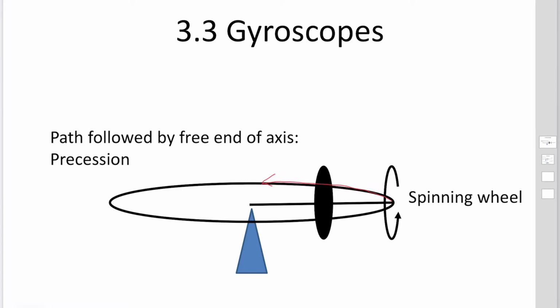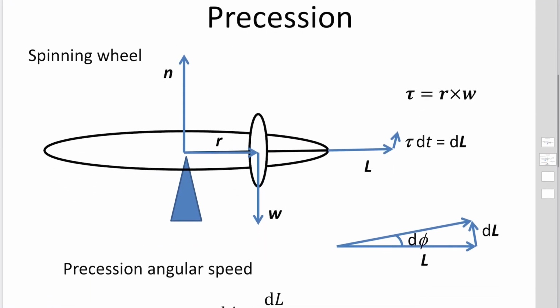In the gyroscope, we can observe the combination of two rotational motions. One is the spinning motion of the gyroscope itself, and the spinning axis is also rotating around another axis. We call that precession. So I'd like to explain this precession. This is a simple figure to describe the gyroscope.